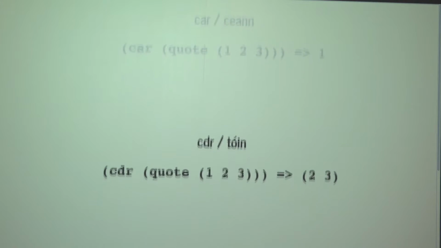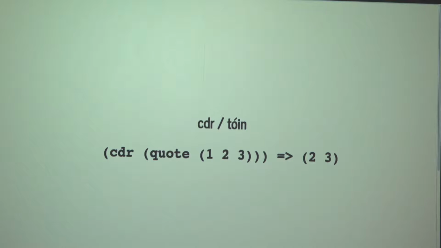Fair enough. CDR, tone in Irish. Again, terribly named, and terribly named in Irish too. CDR is the opposite of car. It gives you back everything that the car doesn't give you back. So if car gives you back the head of the list, CDR gives you back the tail of the list, gives you back everything else, right? So the list 2, 3 in this case.